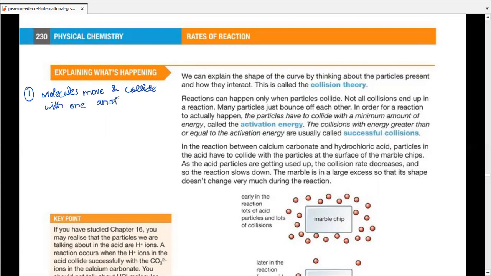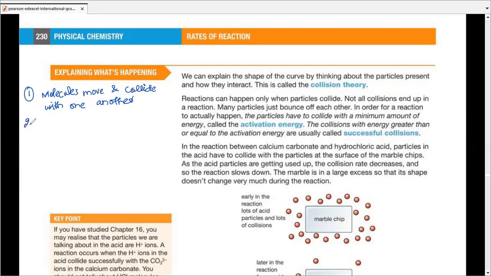All right. In most of the experiments, the particles may be molecules, ions, or atoms. They can be anything. I've just used this simple word for molecules. It does not necessarily have to be a molecule. So the particles move and collide with one another.